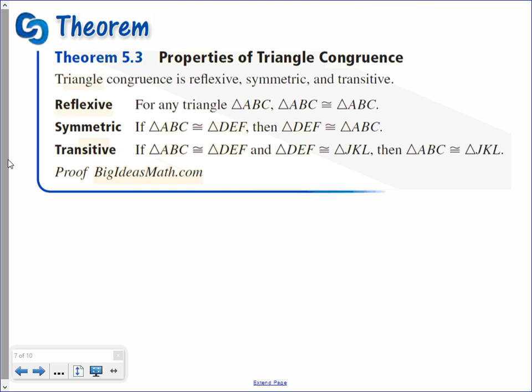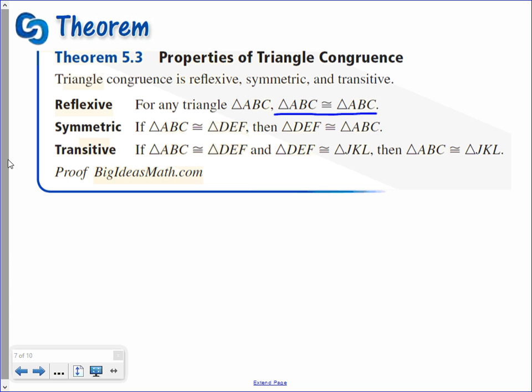These should look familiar to you, right? And this is in the middle of your journal page. Reflexive, symmetric, transitive. These properties have not changed. They just also apply to triangles. So again, reflexive is when something equals itself. So you see here ABC is congruent to ABC when you just have one statement.